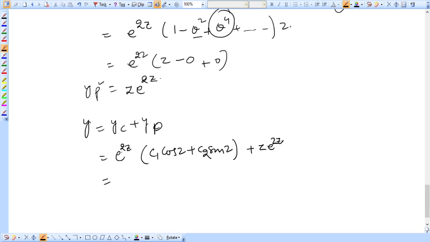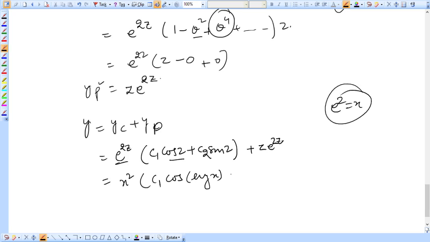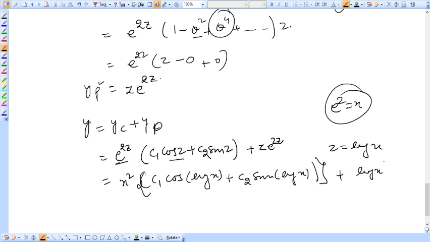Next we are going to substitute back e to the z equal to x. In this way you get x square here and c1 cos of log x, because z is equal to log x, plus c2 sin log of x, plus z is equal to log x and e to the 2z is equal to x square. So this is your solution.